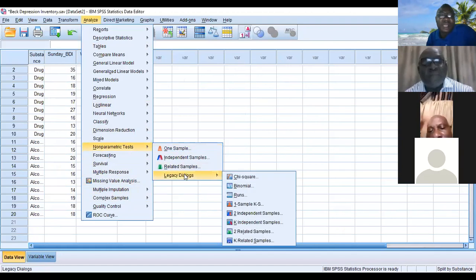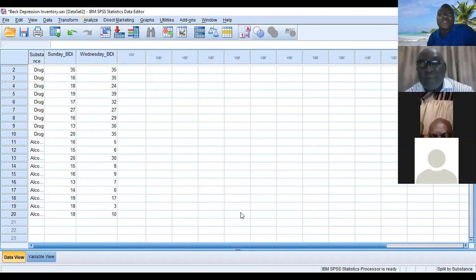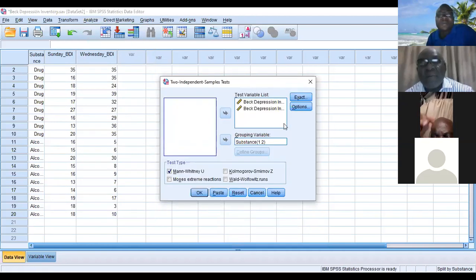nonparametric, legacy dialogs, two independent samples. You know there are two independent samples. I put both here, Sunday and Wednesday, but I can decide to run only Wednesday. Let me just run only Wednesday.